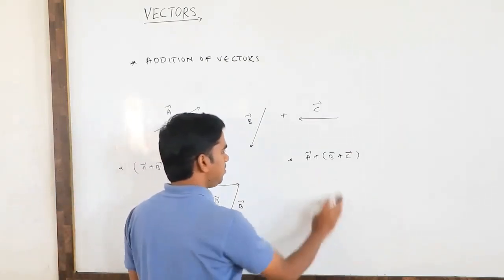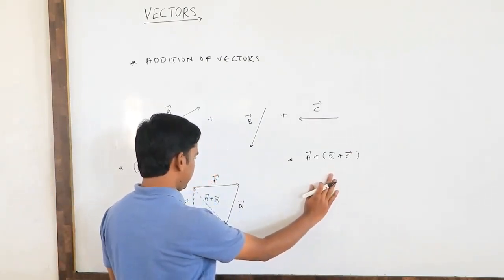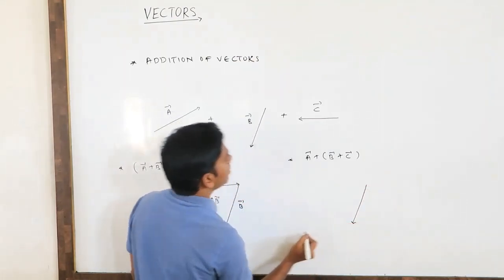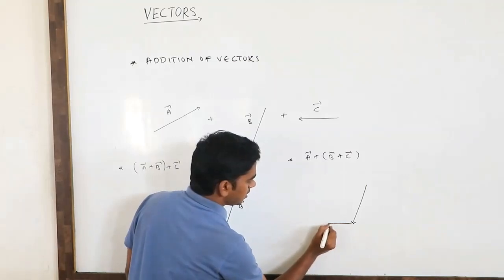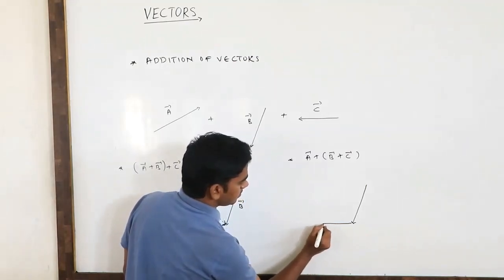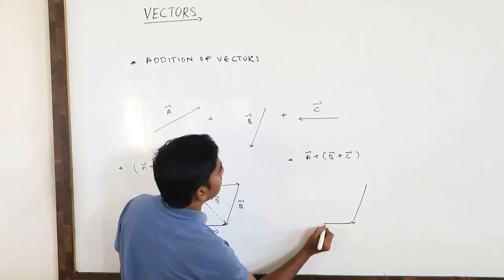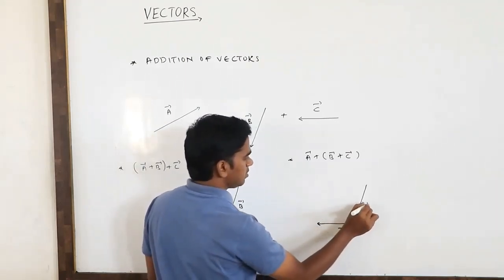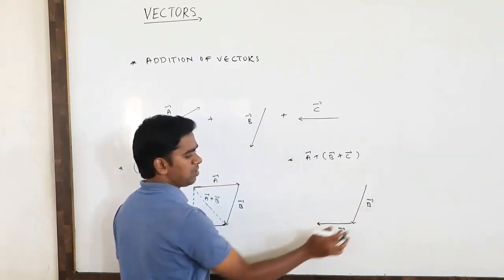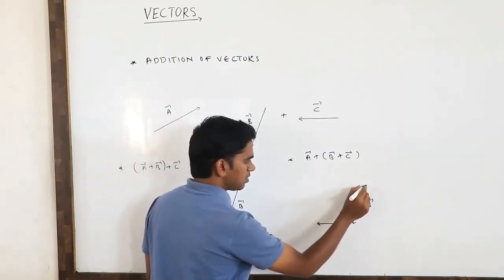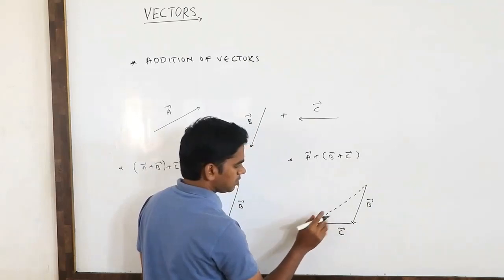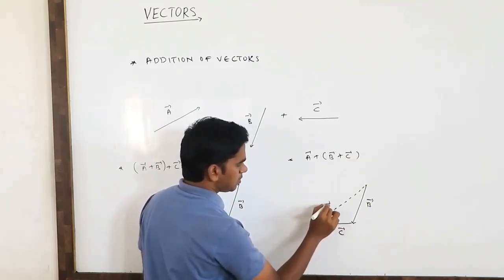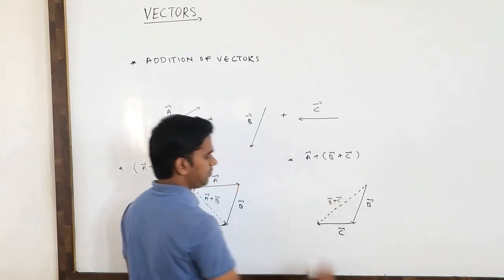So take B plus C. Where is B plus C? This is what B. C is here. Okay. This is what the C. So length is a little more. Okay. So this is vector C. This is vector B. What do you want? You want B plus C. So B plus C is this one. This is what B plus C.